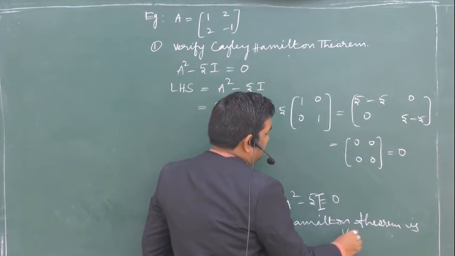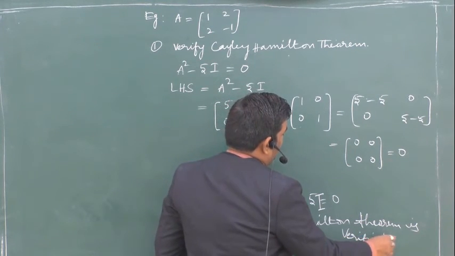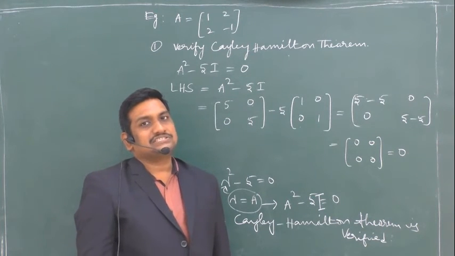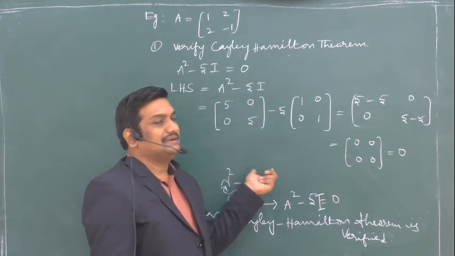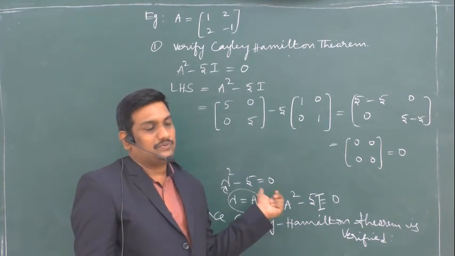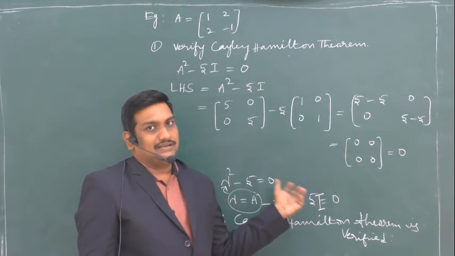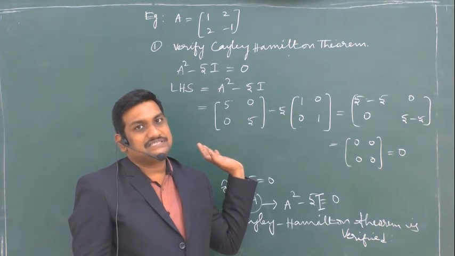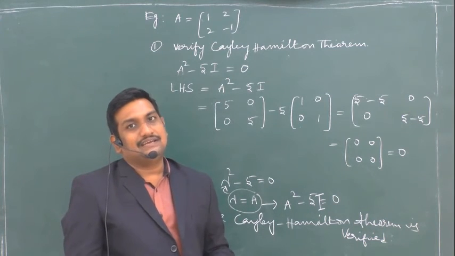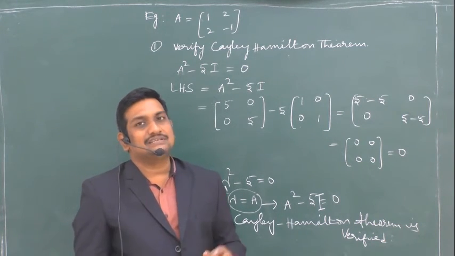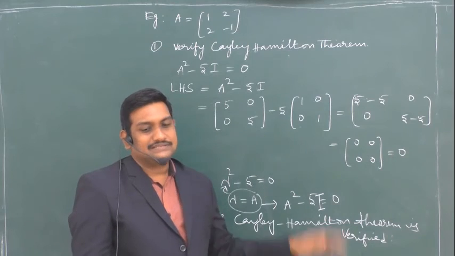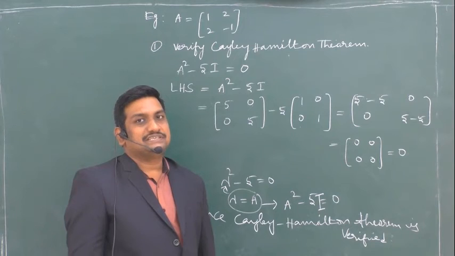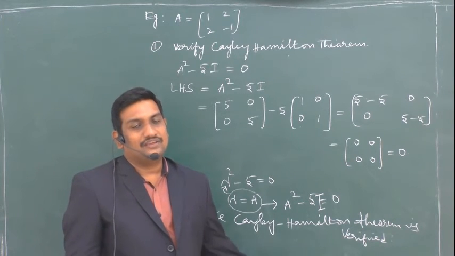For every square matrix it will definitely be verified. If it is not verified, it means somewhere you made a calculation error, in calculating the characteristic equation. Suppose for some student the Cayley-Hamilton theorem is not verified, it means you made some mistake while calculating the characteristic equation. So go back to the characteristic equation and verify the determinant once again, so that this theorem will be verified. Okay, so our next question is finding A inverse if it exists.